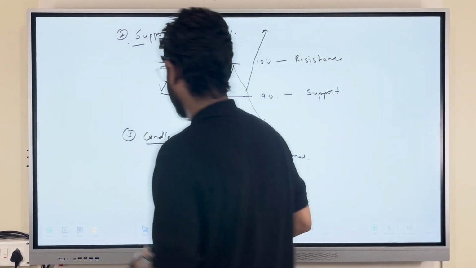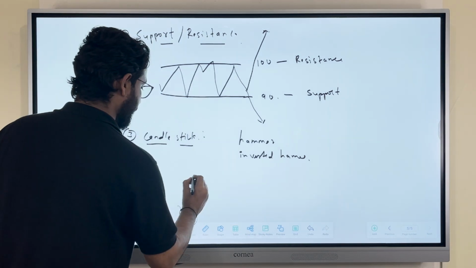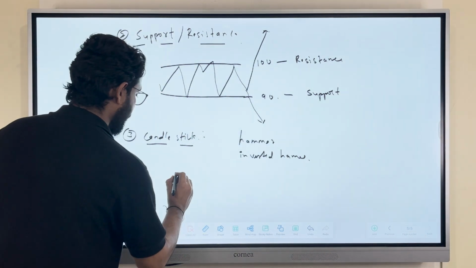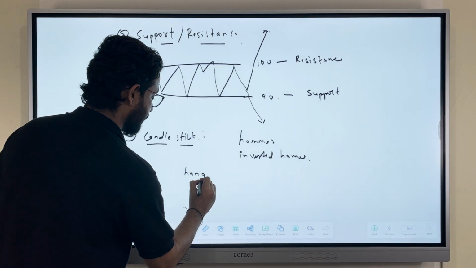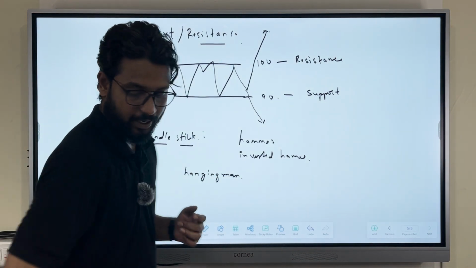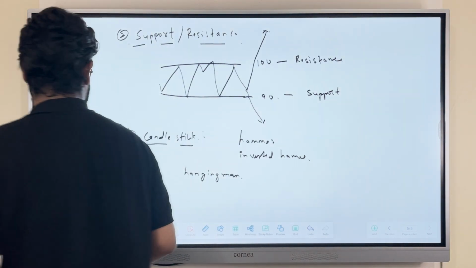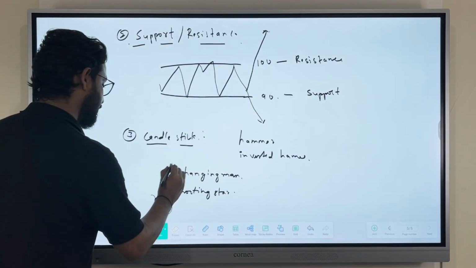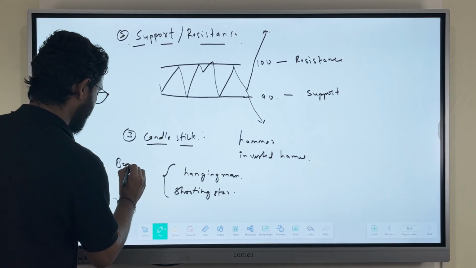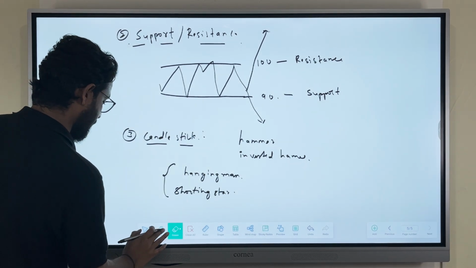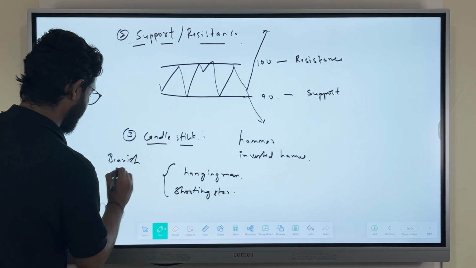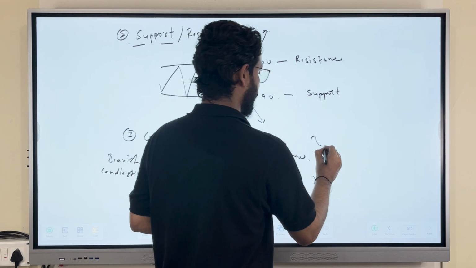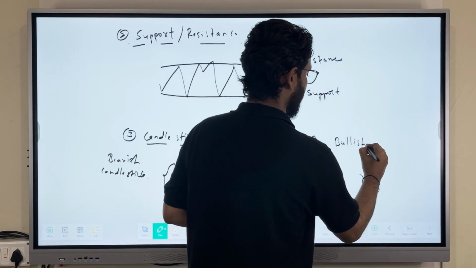Okay, now if you consider the bearish candlesticks, they will give you an indication of a fall or a bear movement. Okay, you can consider a hanging man, right? And again you can consider the shooting star, right? So these are examples of bearish candlesticks, and the earlier two are examples of bullish candlesticks.